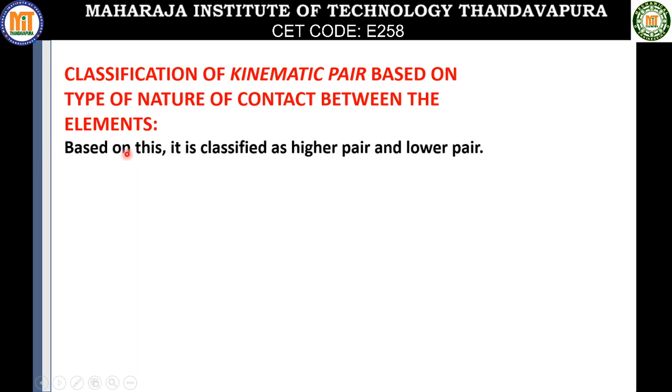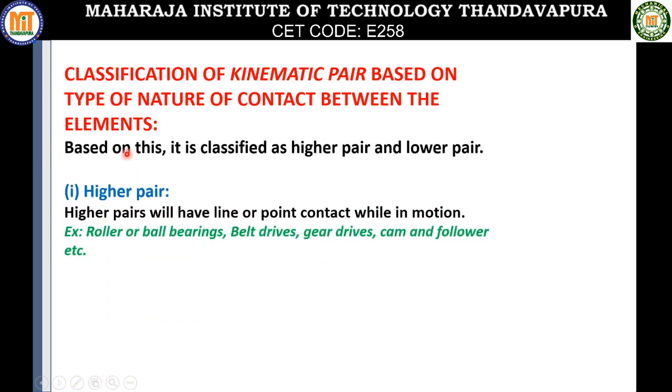Okay, so based on the nature of contact, there are higher pairs and lower pairs. What is a higher pair? If the kinematic links have point of contact or line of contact during the motion, then those kinds of pairs are called higher pairs. The examples are roller bearings or ball bearings, belt drives, gear drives, and even cam and followers.